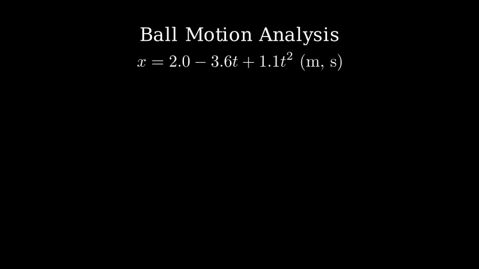Let's solve a problem about a ball's motion in one dimension. The position of the ball is given by the equation x equals 2.0 minus 3.6 t plus 1.1 t squared, where x is in meters and t is in seconds. Let's visualize this motion with a graph.